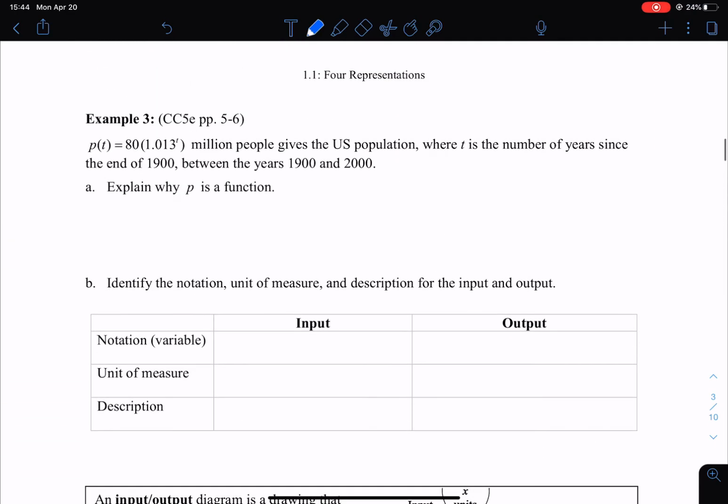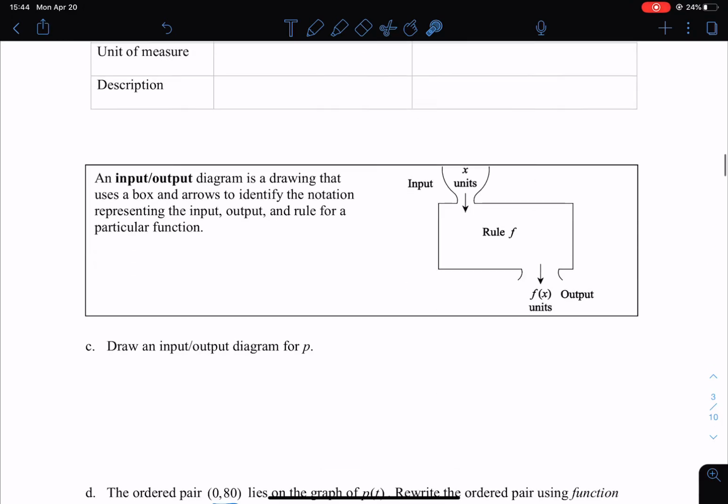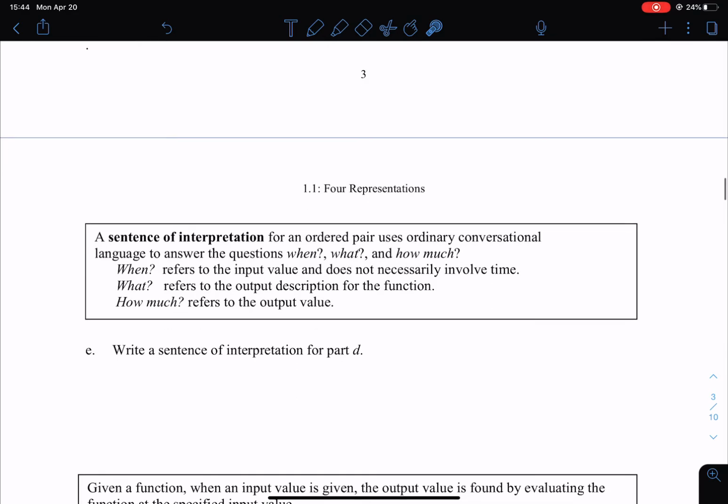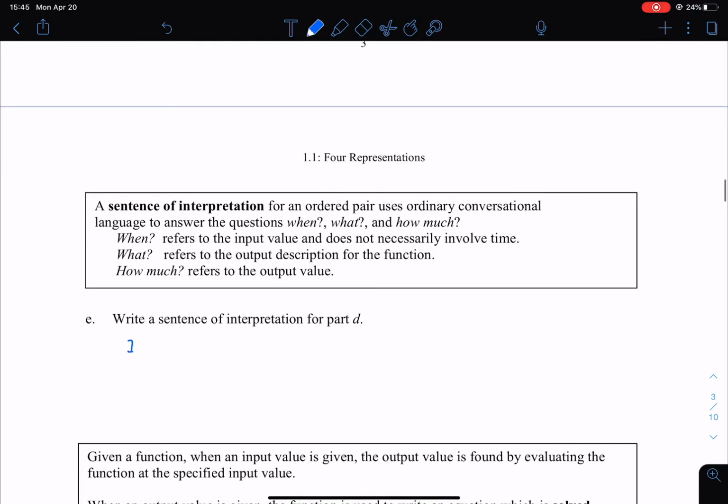Let's go back to this question. x, the input variable, is the number of years since the end of 1890. So 0 just means 1900. And the output is the US population. The unit is million people. So (0, 80) just means, in 1900. The output description, I forgot to say this one.